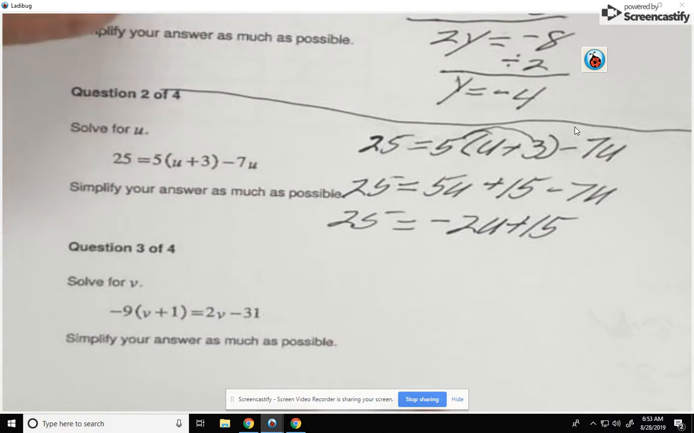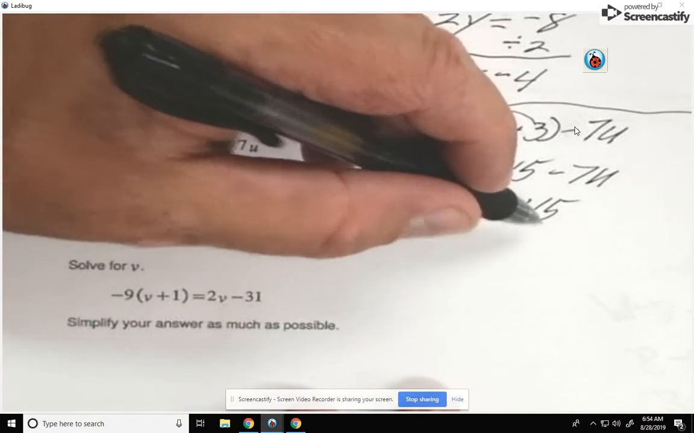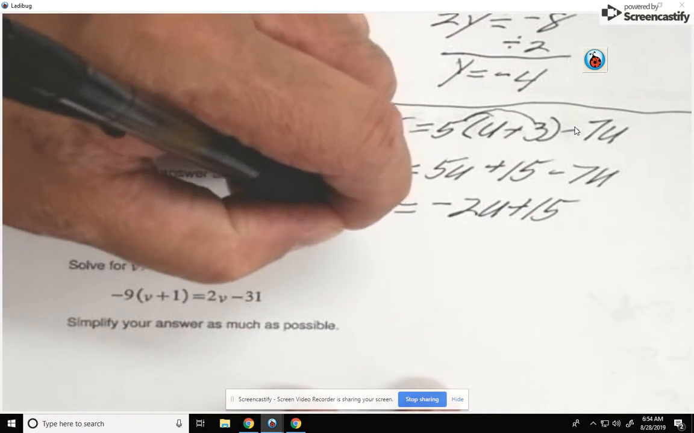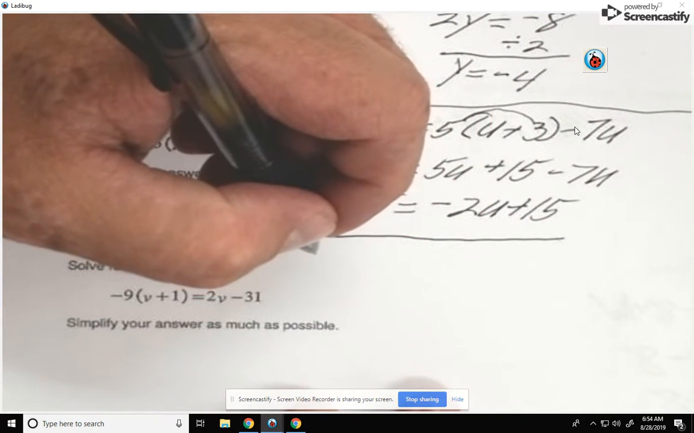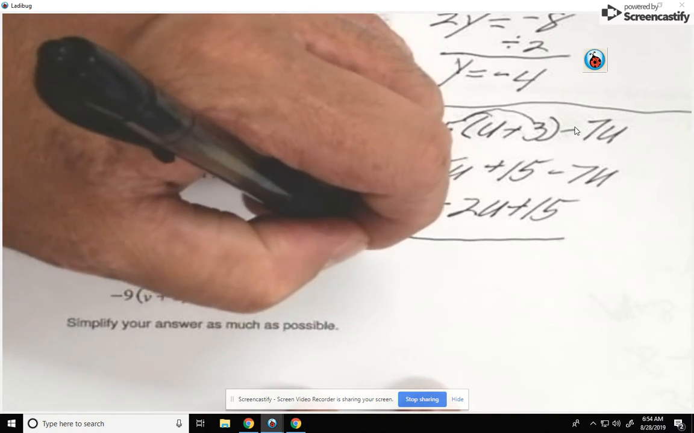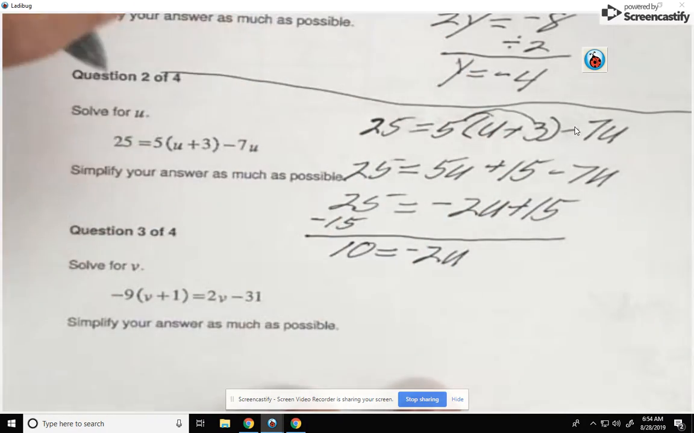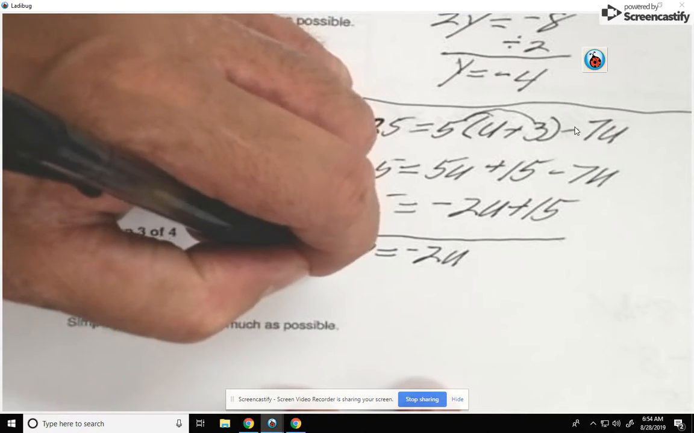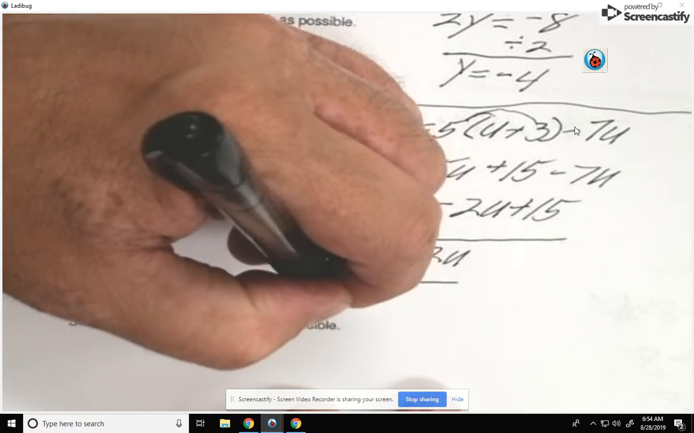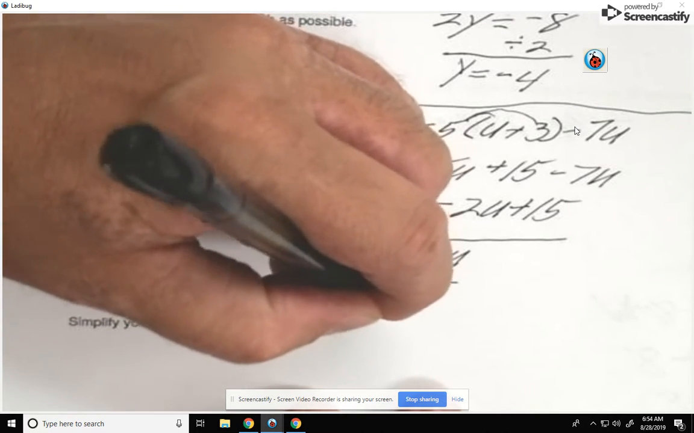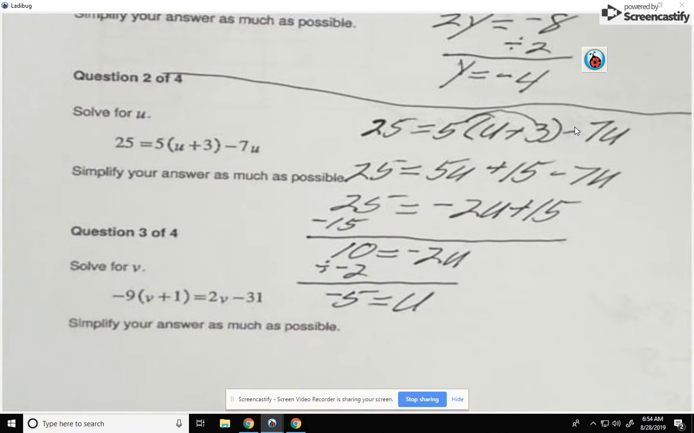Okay, so now it's back to one like question 1. I'm trying to get u by itself, so I've got this plus 15 here. I start off by subtracting it from the 25, which gives me 10 equals negative 2u. And then again, like I did in the last one, I divide through by what's on my variable. So 10 divided by negative 2 gives me negative 5 equals u. And at this point, I'm done.